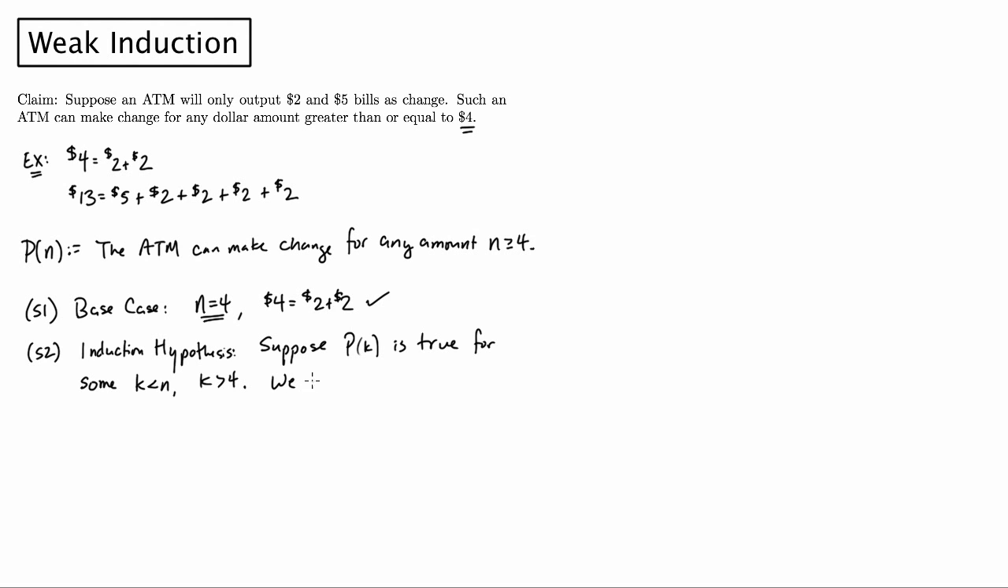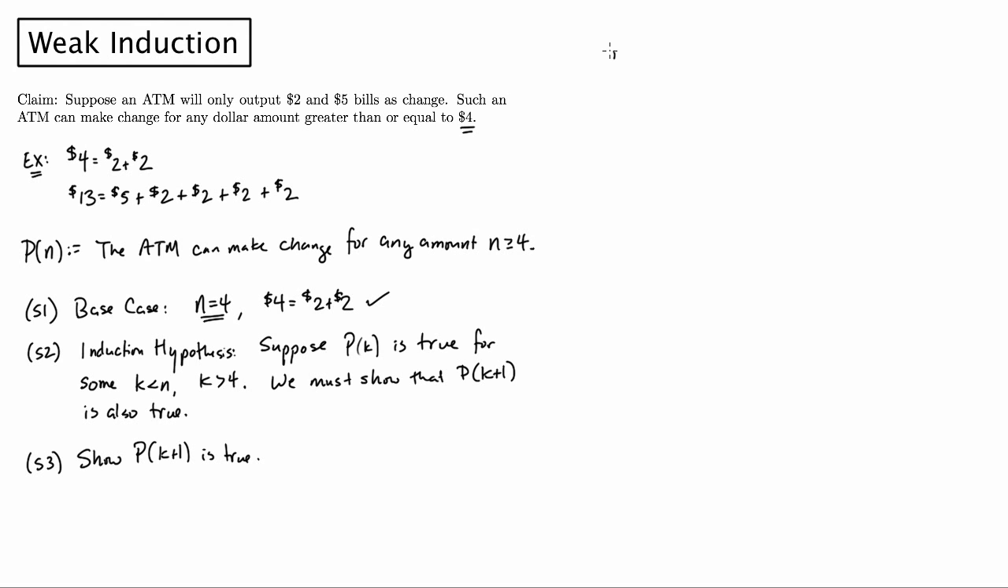Then we must show that Pk plus 1 is also true. So our inductive hypothesis is that the ATM machine works for any dollar amount up to k dollars. And we've got to show that if it works for k dollars, then it also works for k plus $1. Now here's where things get a little bit more interesting. So step 3 is I need to show that Pk plus 1 is true.